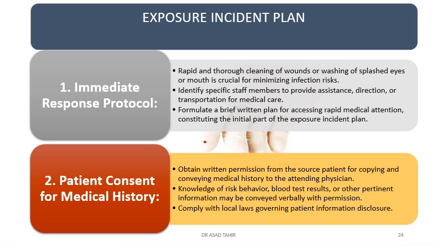2. Patient consent for medical history. Obtain written permission from the source patient for copying and conveying medical history to the attending physician. Knowledge of risk behavior, blood test results, or pertinent information may be conveyed verbally with permission. Comply with local laws governing patient information disclosure.